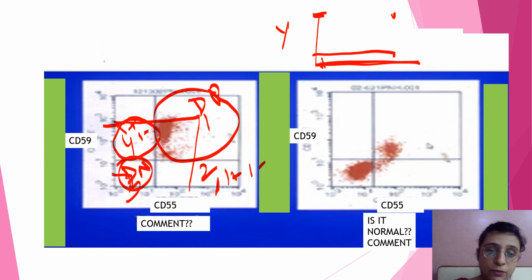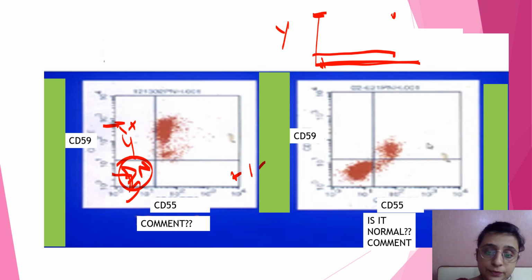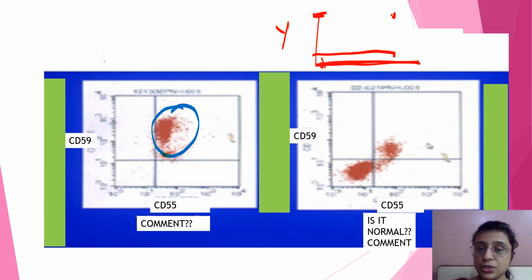Using the same information, we can easily confirm that yes, if I am talking about this population and I see that all the population is present in the outermost quadrant, right, that means it is double positive.